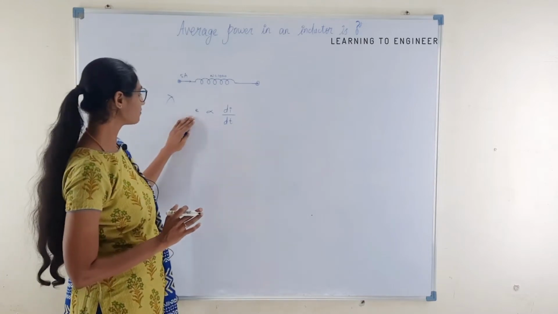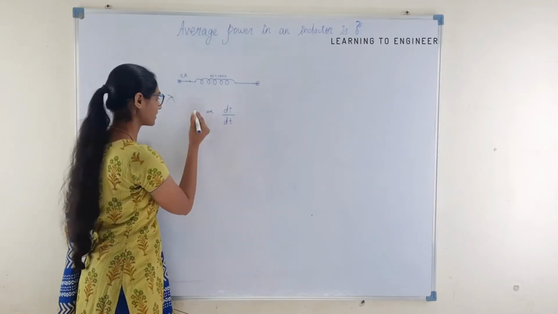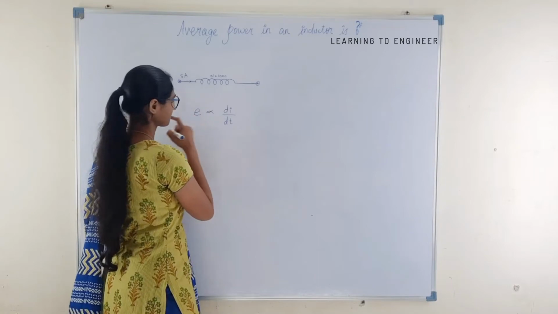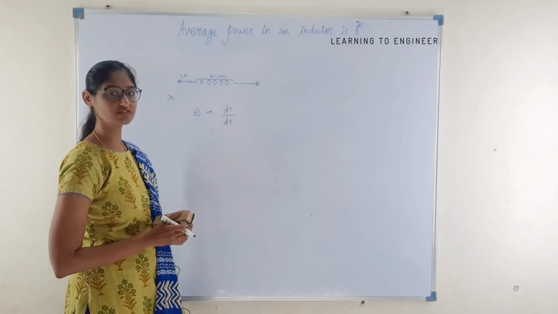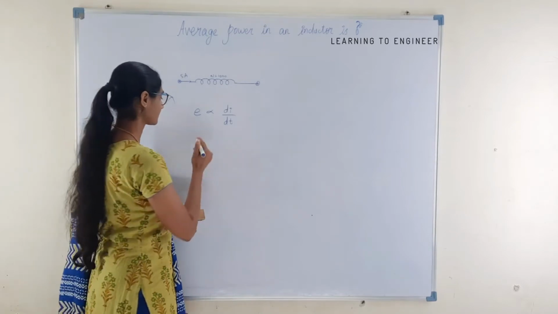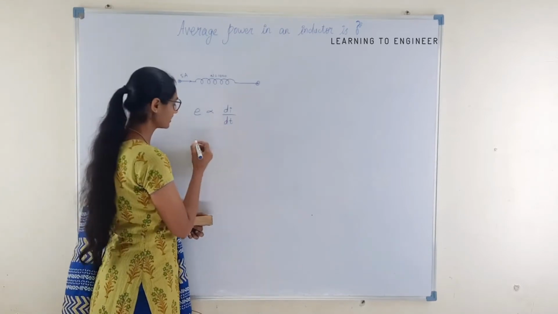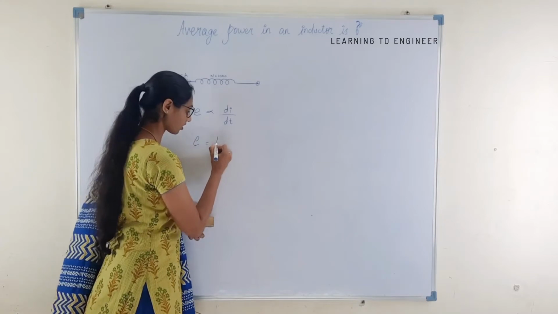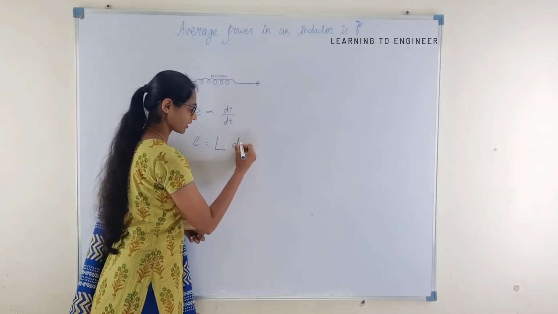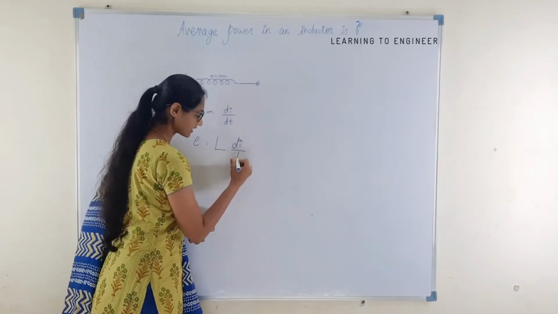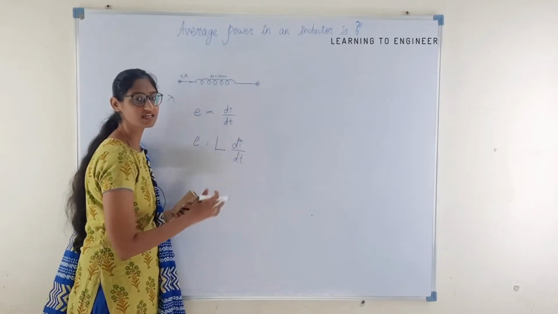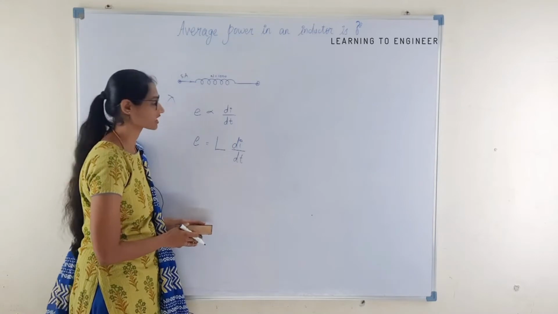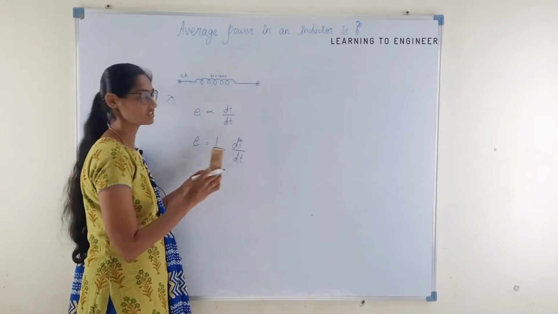Okay, so the EMF E, let me write it bigger. E is directly proportional to the rate of change of current. To remove this proportionality, we are introducing a constant called self-inductance, or L. Self-inductance is the ability of the coil to generate the magnetic field when the current is alternating in nature. So this much is the story.